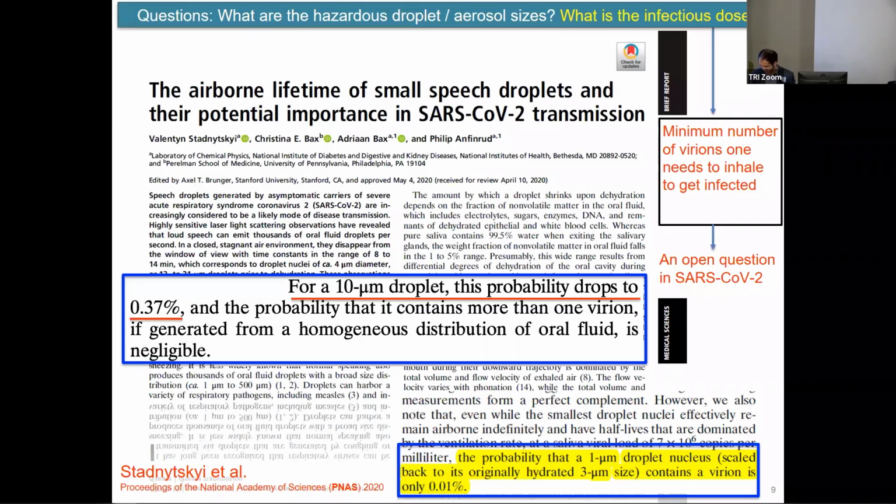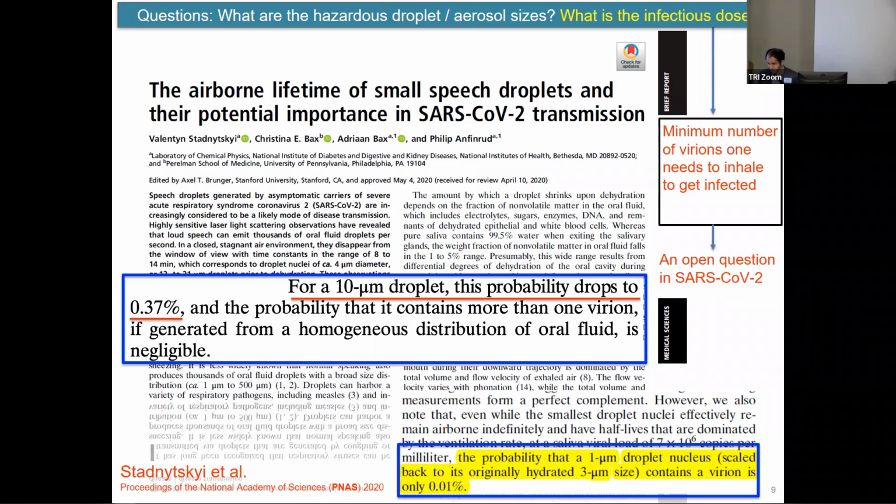So hopefully that answered, at least to some level of satisfaction, the first question I posed: what are the bad droplet sizes we need to be worried about for infection onset? Let's move on to the next question. What is the infectious dose? That is, how many variants can start the infection?